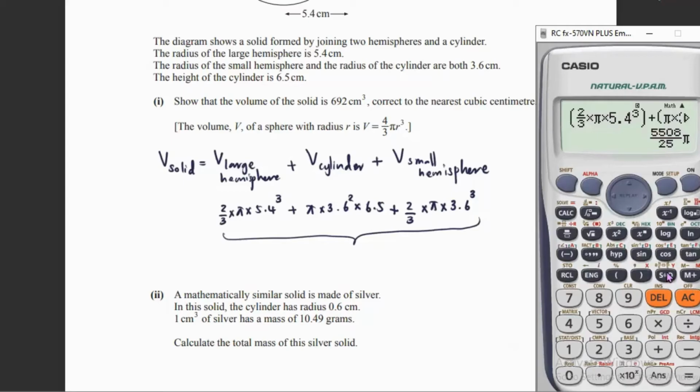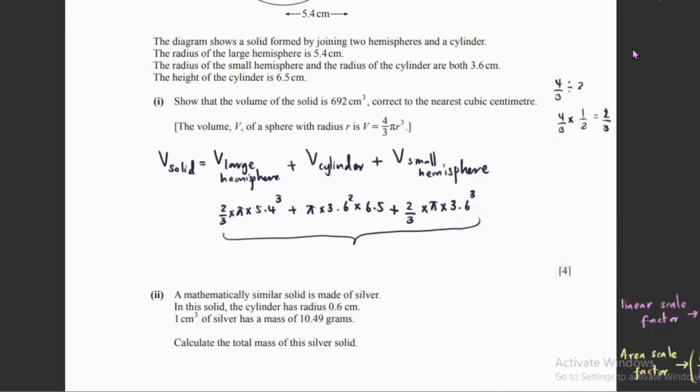So this is what I get in terms of pi, but this is the answer. So I get 692.1556934, but I need to write it correct to the nearest cubic centimeter. So correct to the nearest cubic centimeter will be 692 cubic centimeters. So I can write it as 692 cubic centimeters. This is what I get.